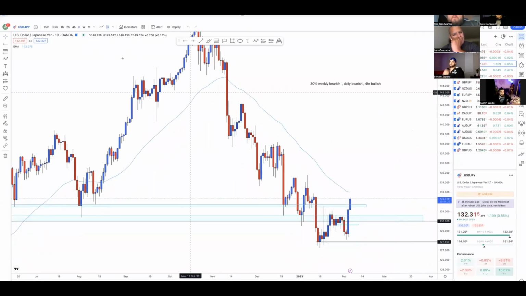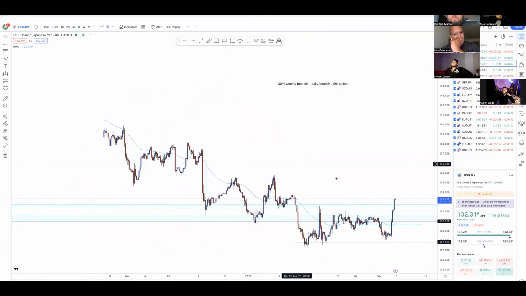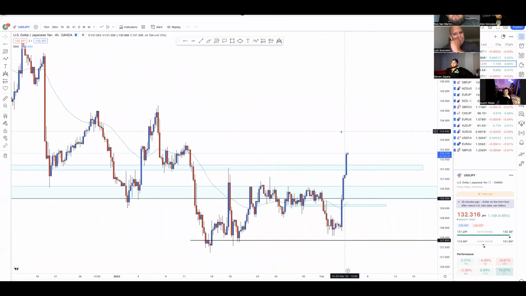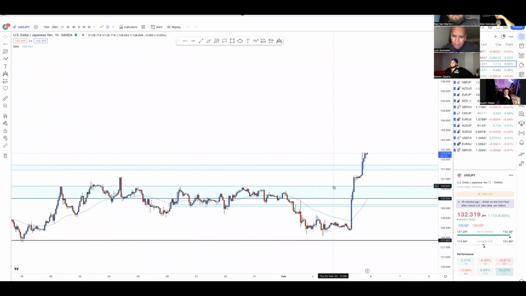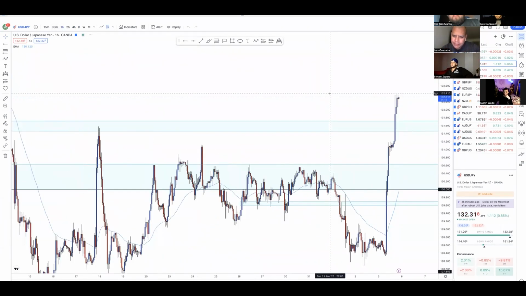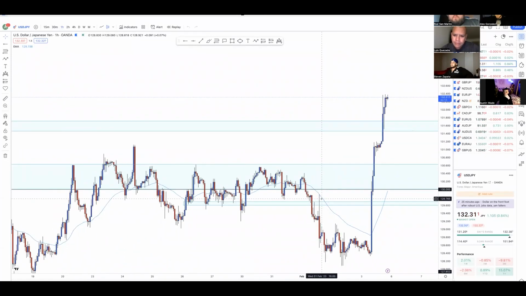Waiting for the break in structure after this point. So we were waiting for the break and retest of this level right here. I see we had it. Why didn't I take it? I didn't even think I was paying attention to this one. The retest did happen a little fast.